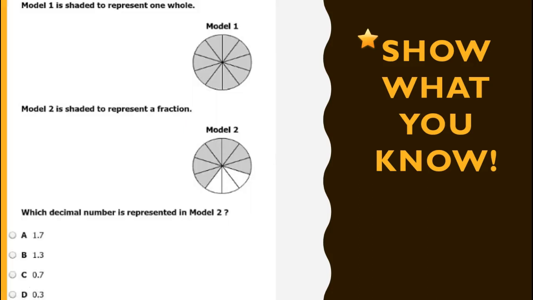Okay, next question. You're going to look at this model and you're going to decide what's the decimal value of it. So up here, Model 1 is all the way full, and that means it equals 1. 1 whole. So this is a pizza that nobody ate. And this is a pizza that somebody ate a few pieces out of. So what fraction would this represent? But instead of writing it as a fraction, I want you to write it as a decimal. So go ahead and choose which one you think is right.